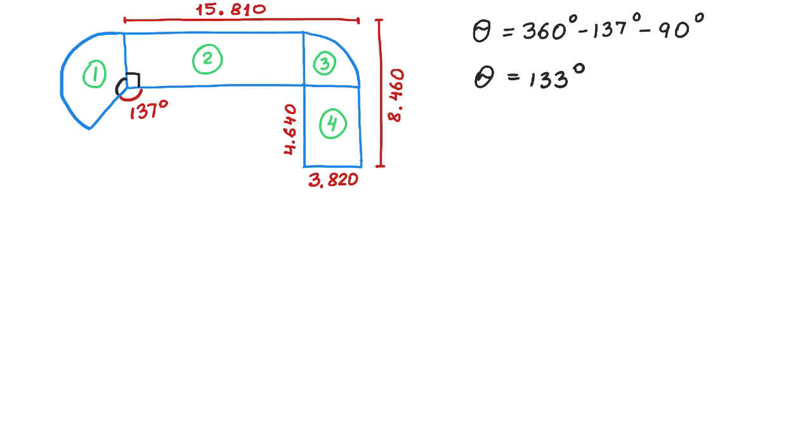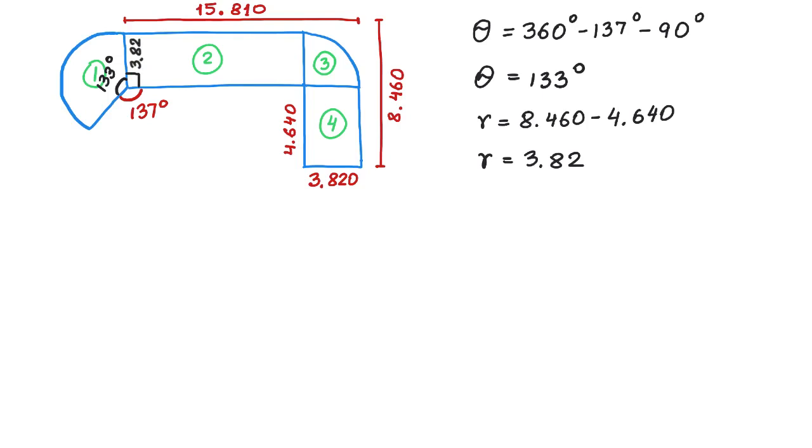So inside this sector, this angle has 133 degrees. We also need to know the radius. To find the radius, we need to subtract 8.460 minus 4.640. Find these numbers in the figure and make sure you understand that by subtracting them, we get the radius. R equals 3.82. I will add this to the figure. So the radius is 3.82.